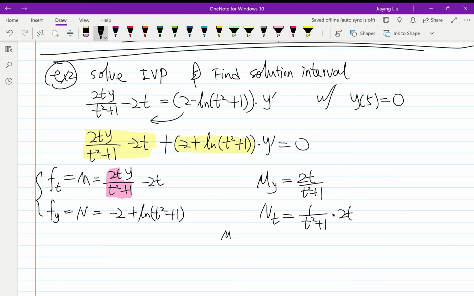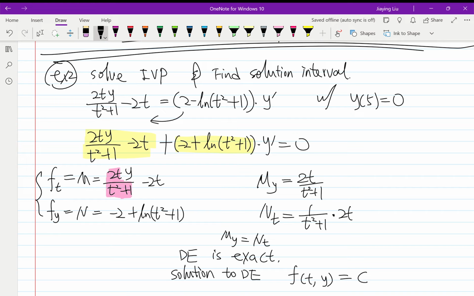So we get M_y equals N_t, so the differential equation is exact, which means that the solution to the differential equation is going to be some function with t and y in it equals a constant. I just want to say that I like to write it like this, just to remind me what the solution looks like. You don't have to write this line. It's just for me, to remind me that I have to find this part and that.